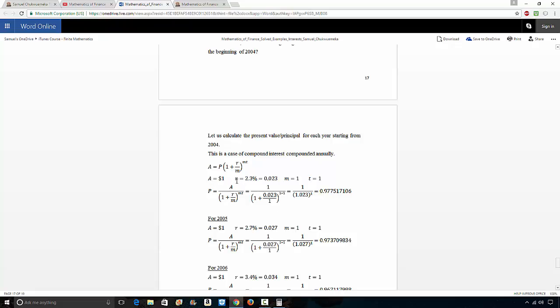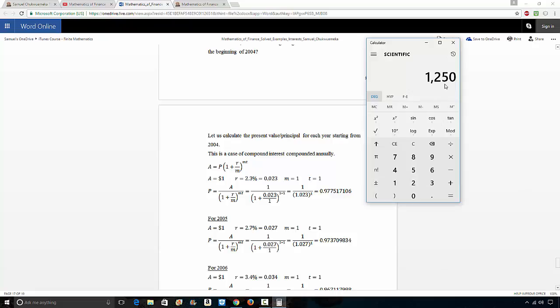The amount is $1. The rate is 2.3%. So I will clear this, and I will clear the memory here. 1 times 1 is 1, so I can keep that. Then I do this one here, order of operations. I do 0.023, of course, divided by 1 will be 0.023. Then I do plus 1. It gives me 1.023. If I raise it to 1, it's still 1. And I can save this in the memory.